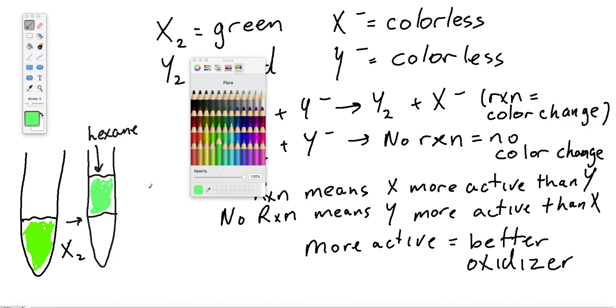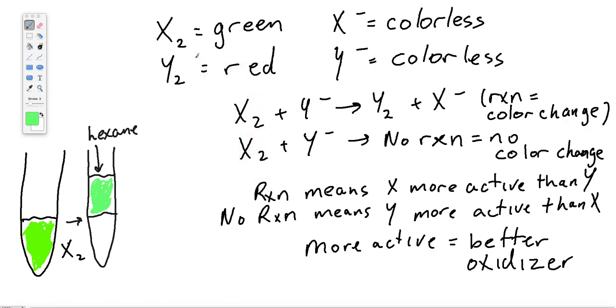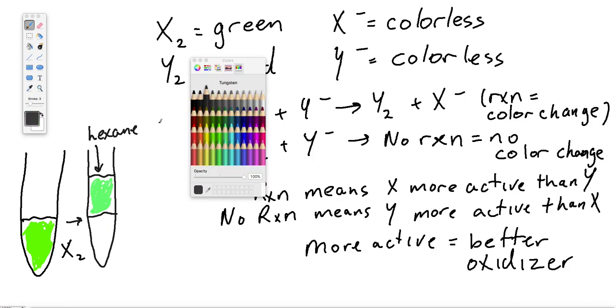The next thing we would do then is add the Y, but we add it as Y minus because we want to see if there's going to be a reaction or not. If there's a reaction, then we can say that the X is going to be more active than the Y. But if there's no reaction, then the reverse is true. The Y is actually going to be more active than the X. But it has to be the Y minus that we add. Now the Y minus is going to go into the bottom layer because it's going to be an aqueous solution as well. It's not going to actually go into the hexane layer as Y minus.